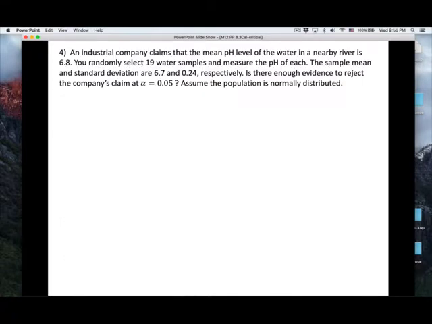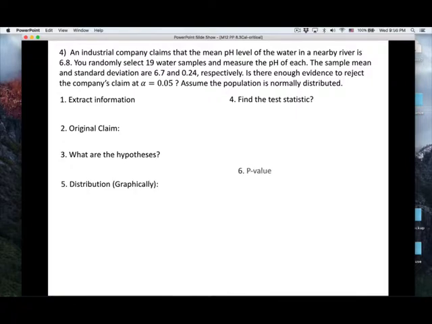Okay, next example. I want you to try to do it by yourself. Just follow my rule: find the claim statement, write down the original claim, and decide which test statistic formula you're going to use. Then based on the formula, you know what you are looking for in step 1 here.